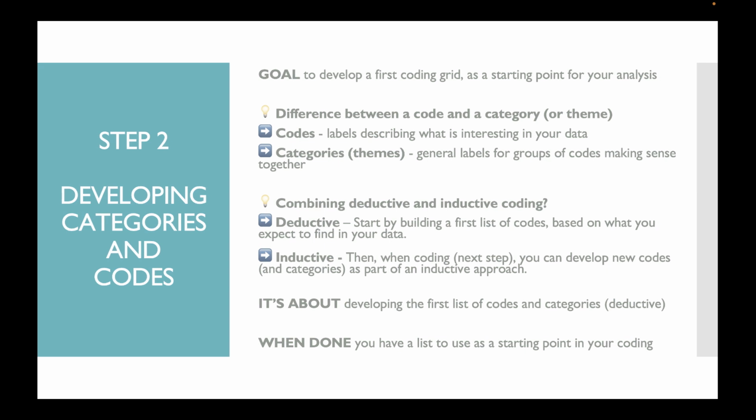So building that first list, this is the deductive approach. And this is exactly what is happening at this step. You are building that first list. And then when coding, so in the next step, you can develop new codes and categories as part of an inductive approach if you find new interesting things when coding.